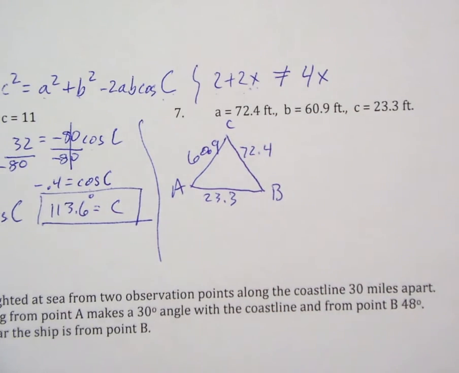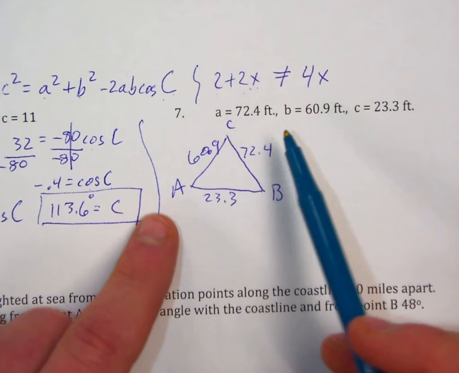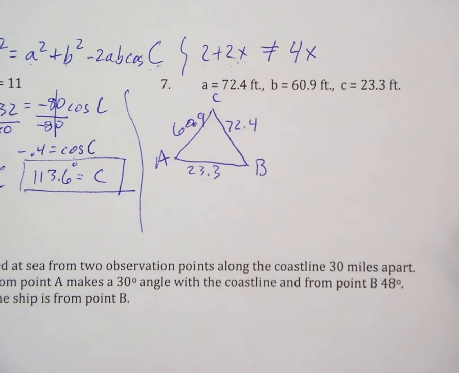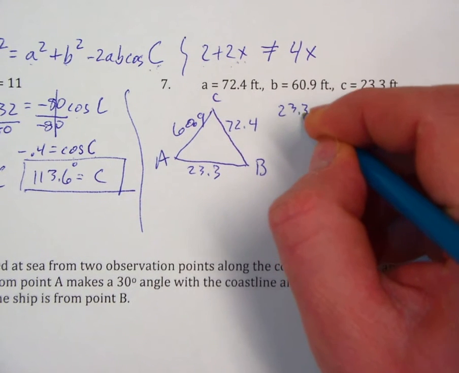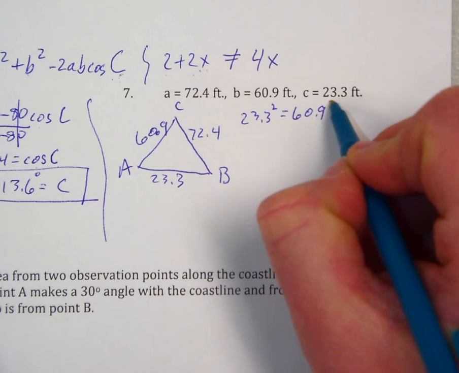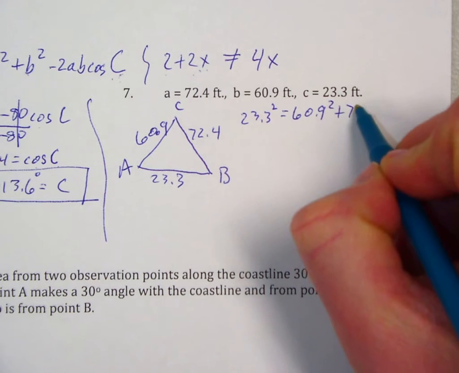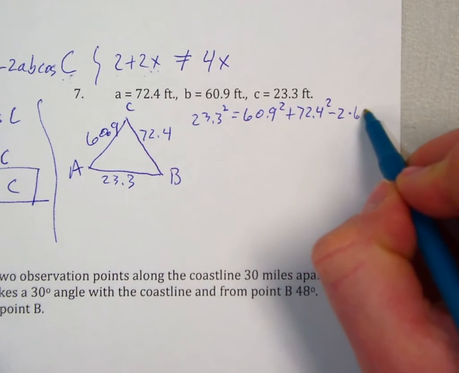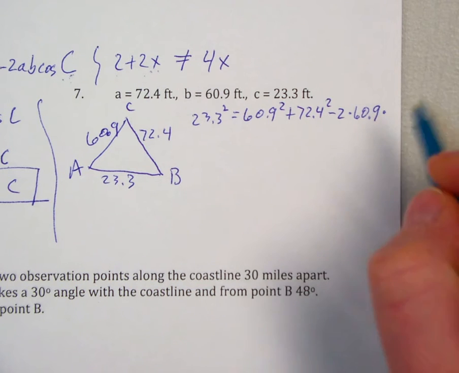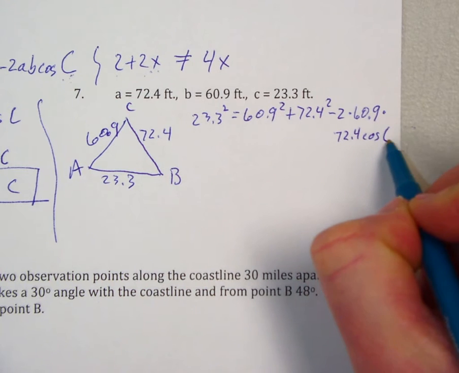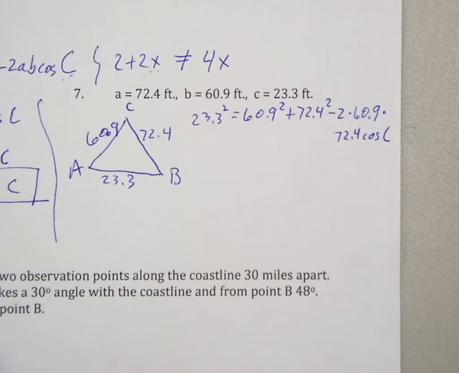All right. Once again, I'm going to solve for angle C. So remember how the formula works. If angle C is on one side, then side C needs to be on the other side of the formula. So if I'm finding angle C, that means that 23.3 squared is going to be on one side of the formula, is equal to 60.9 squared plus 72.4 squared minus 2 times 60.9 times 72.4 times the cosine of angle C. Wrote it on 2 lines, hopefully that's not confusing.